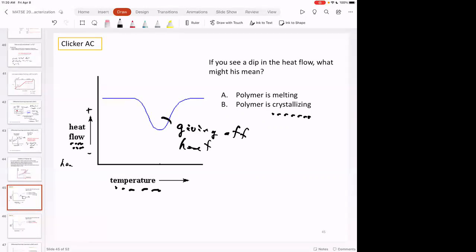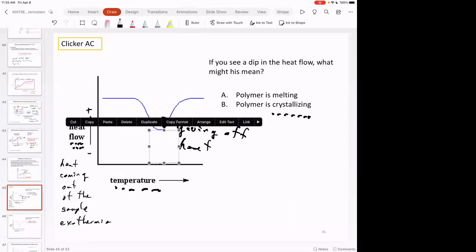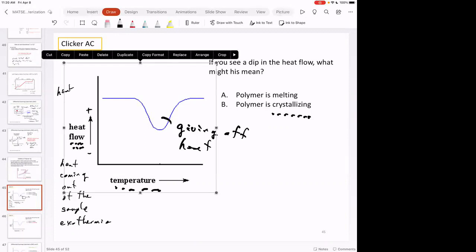So heat coming out of the sample, that's exothermic. And then heat going into the sample, endothermic.